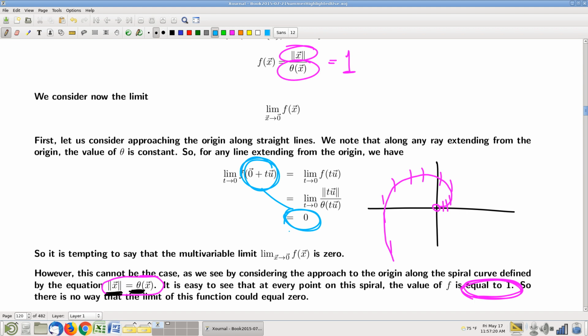So this is what we have here. Mysterious though it is, what we have is like an example. The single variable analog would be a single variable function where from one direction the limit was one value, but from a different direction the limit was another value. We have some sort of a jump discontinuity here.